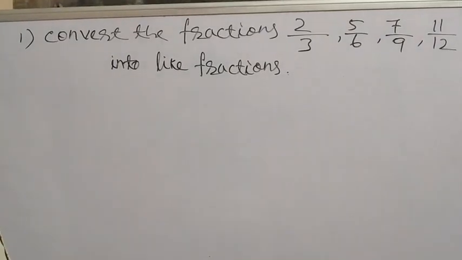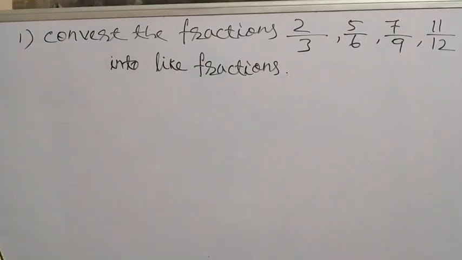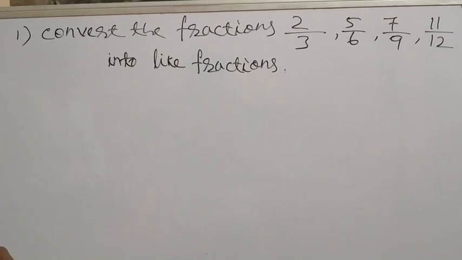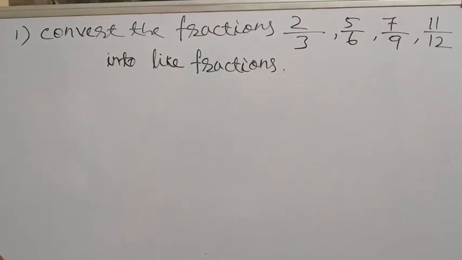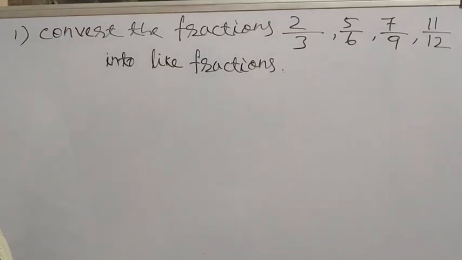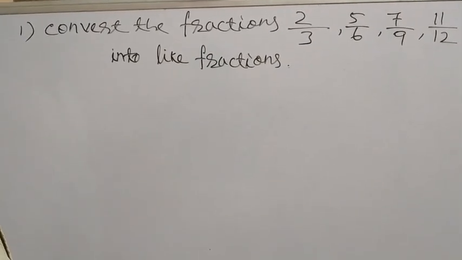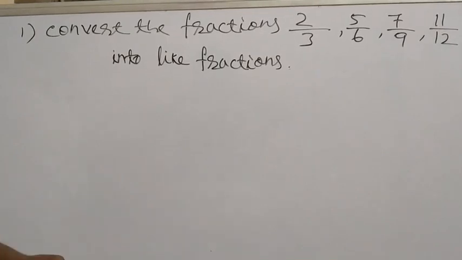This is the first question. Convert the fractions 2 by 3, 5 by 6, 7 by 9, 11 by 12 into like fractions. I have told you, in like fractions, what we'll do: we have to make the denominator the same. How will we make the denominator the same?